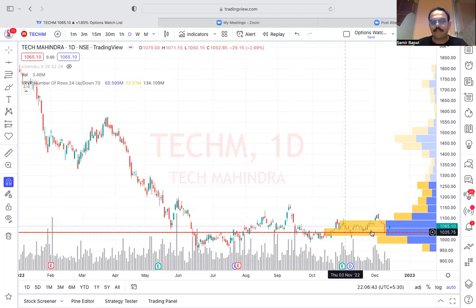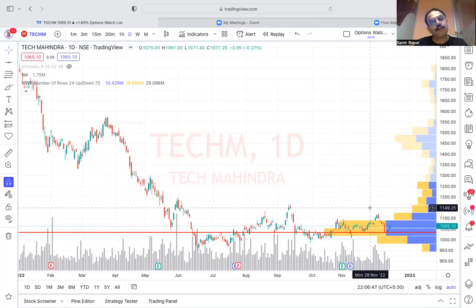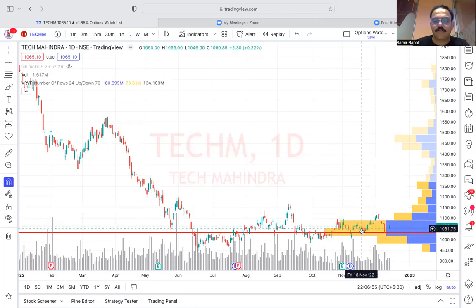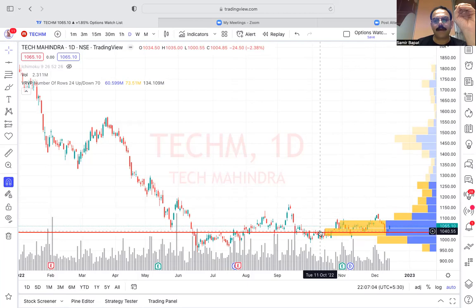The volume profile is high in the last 1 to 2 years. A lot of buying is happening here. I will not say whether you can buy or not, but I can say this is a good location to buy, because here the accumulation is happening by big players at this level. So this is a good level to buy because of a good volume profile.